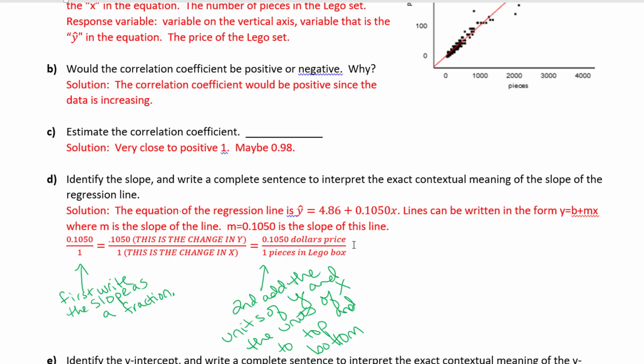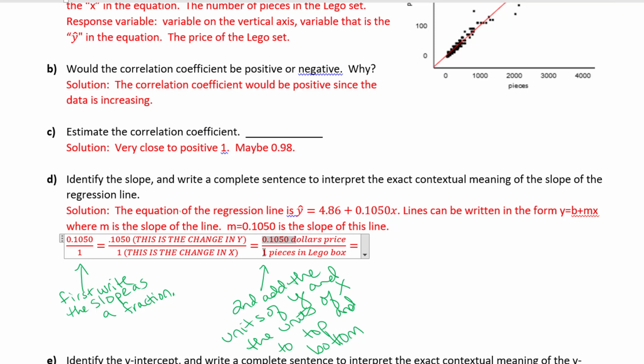The last thing I will do is put this in context by understanding that this is describing the rate of change. It's saying every time you go over 1 on this line, you go up 0.1050. Notice that 1 is positive and 0.1050 is positive. So the 1 represents traveling to the right 1 unit, and the y change represents going up 0.1050 units.